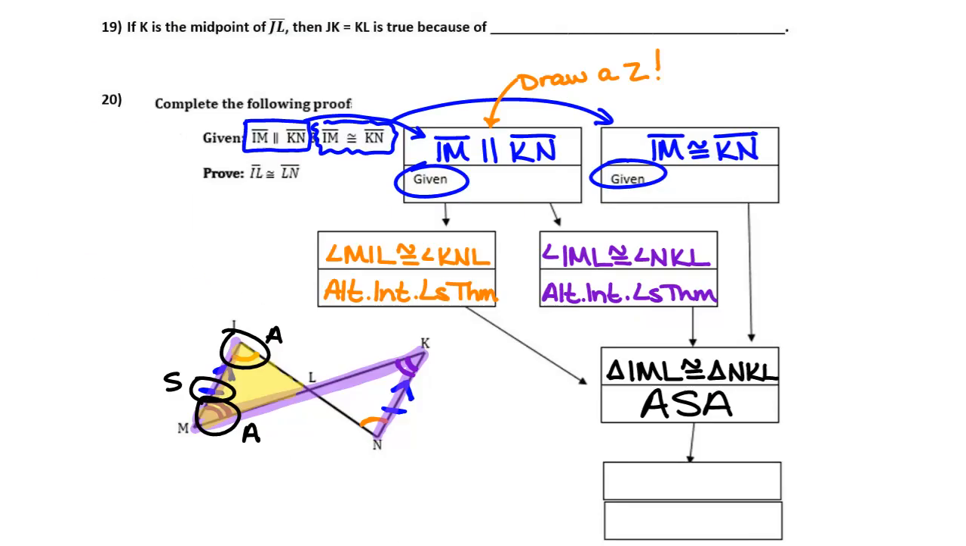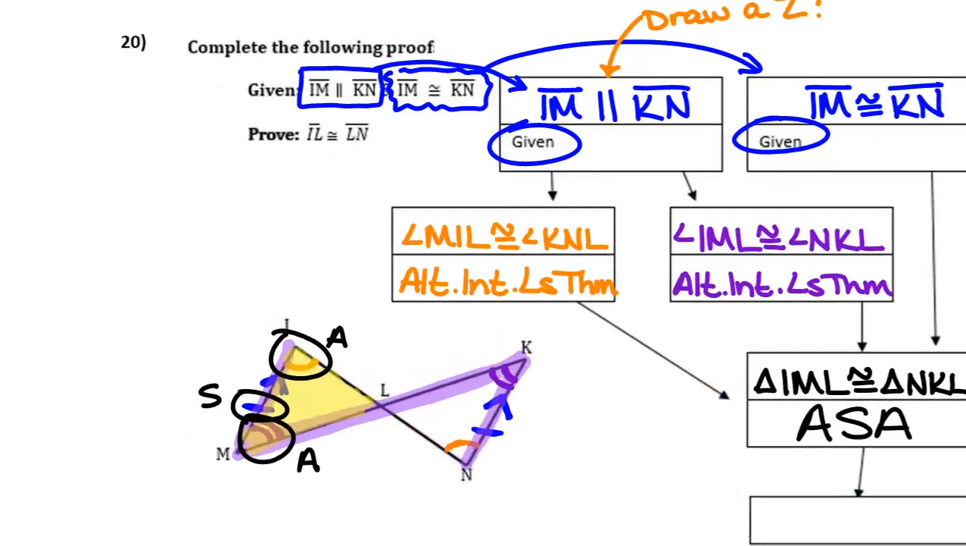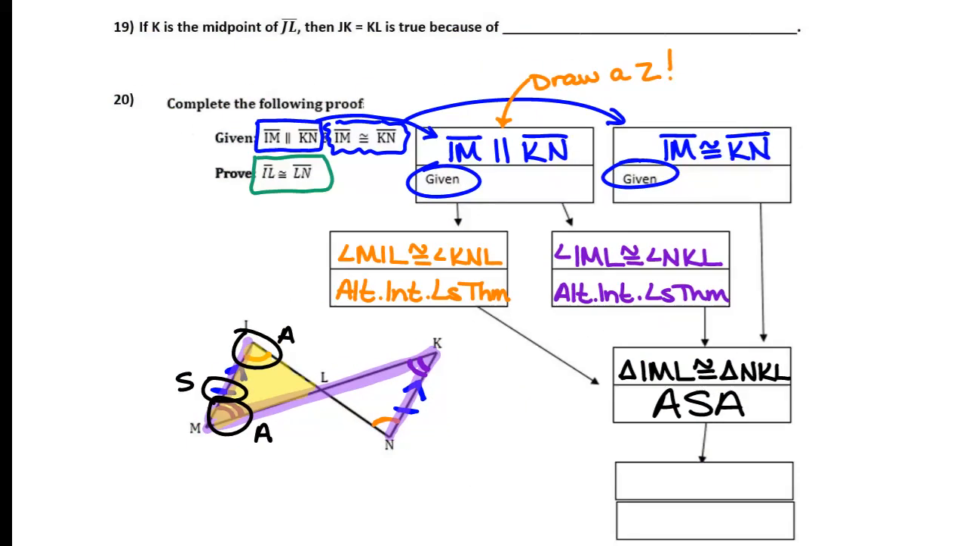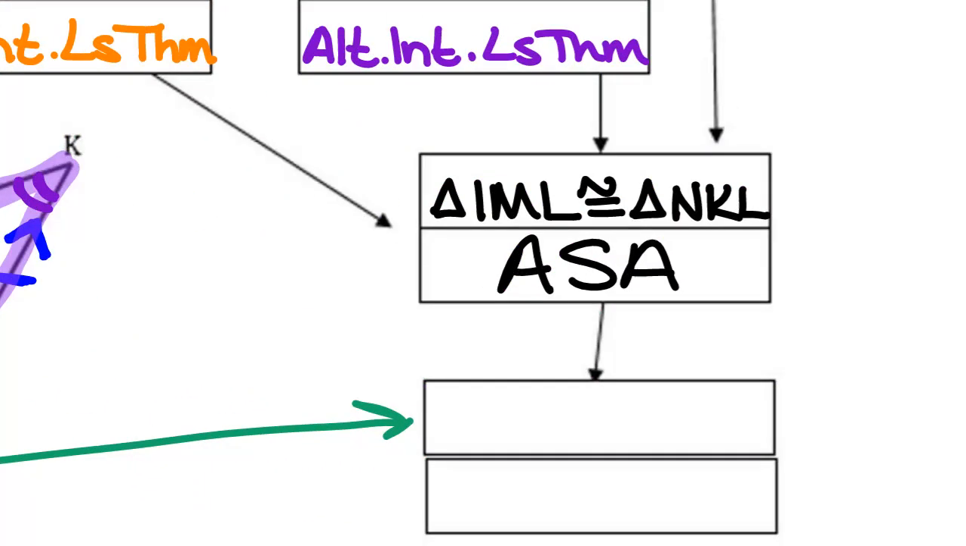Says we're supposed to go one more. What are we being asked to prove in this proof? That segment IL is congruent to segment LN.